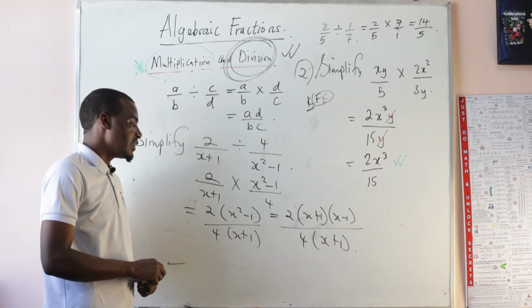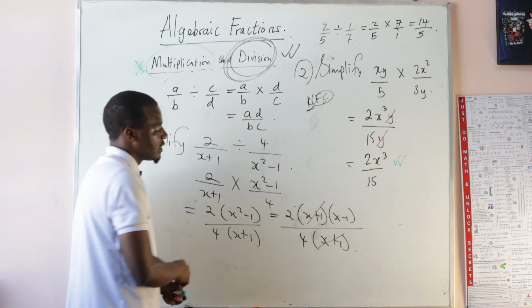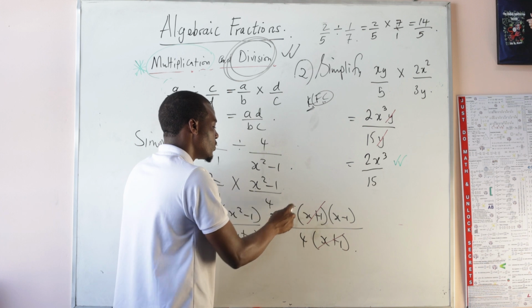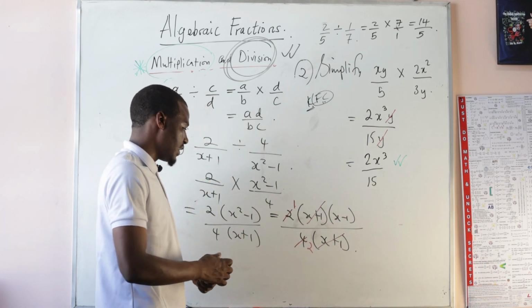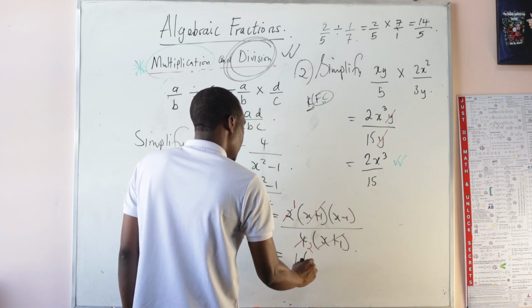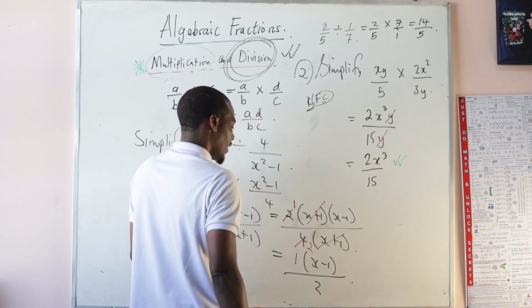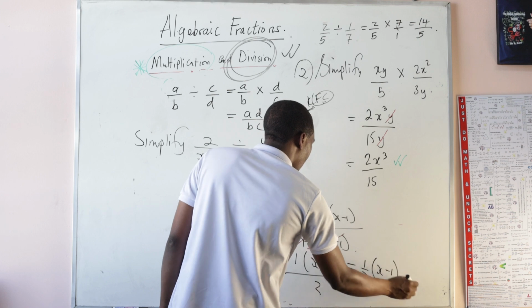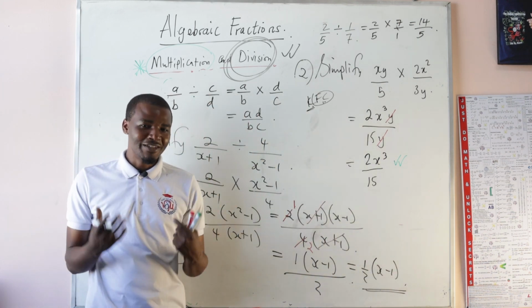By so doing, you can see that x plus 1 is now common here, x plus 1 is also common. 2 and 4 also have a common factor, which is 2. 2 into 2 we get 1, and 2 into 4 we get 2. So by the end of the day, our answer is going to be 1 times x minus 1 all over 2. Mathematicians can also write this as half of x minus 1, which is also possible.